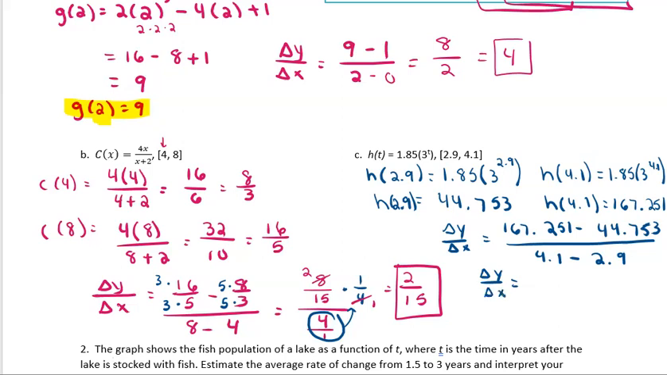And do a little subtraction, do a little simplifying. I'll go ahead and convert it to a decimal. You should get 102.082. So this is how we find the average rate of change of a function over a given interval.